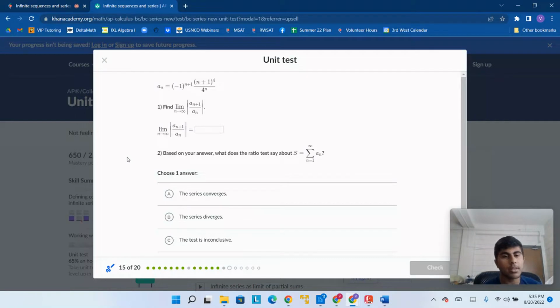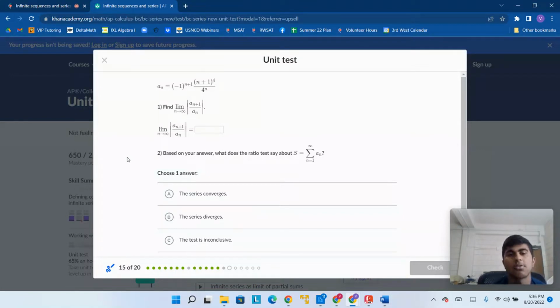All right. a of n equals negative 1 to the n plus 1 times n plus 1 to the fourth over 4 to the n. Find the limit as n approaches infinity of the absolute value of a of n plus 1 over a of n. So you're going to get a negative 1 in there, but that's going to cancel out because of the absolute value. You're going to get n plus 2 to the fourth over n plus 1 to the fourth, which is not really going to make that much of a difference. But then you're going to get 4 to the n plus 1.